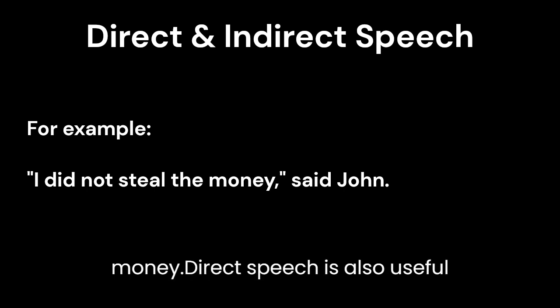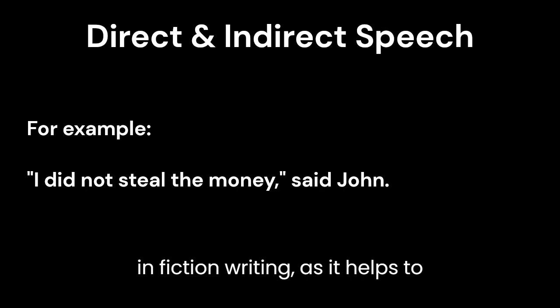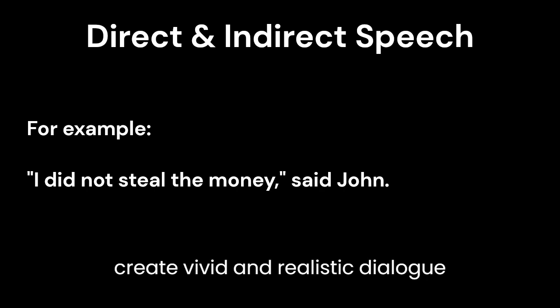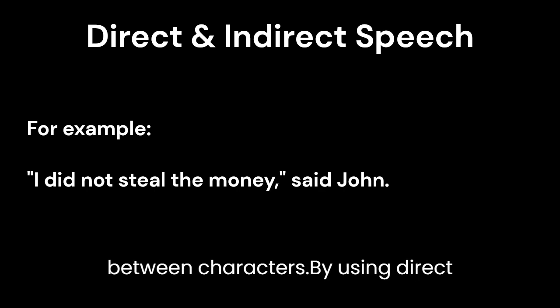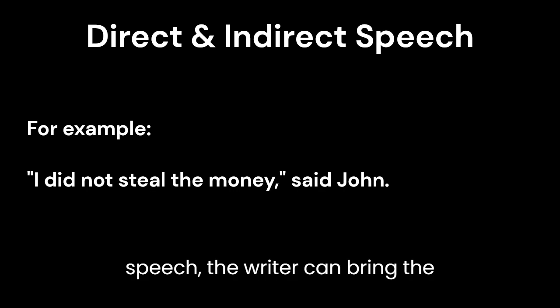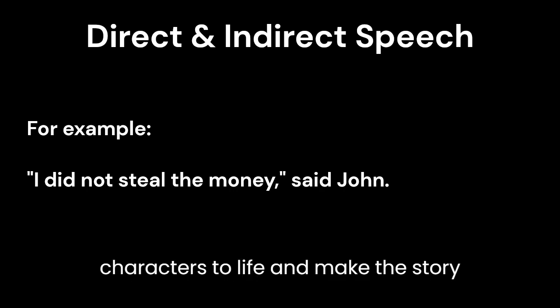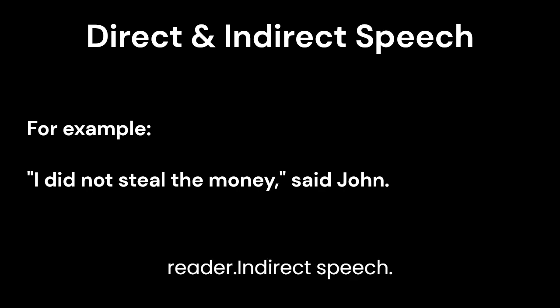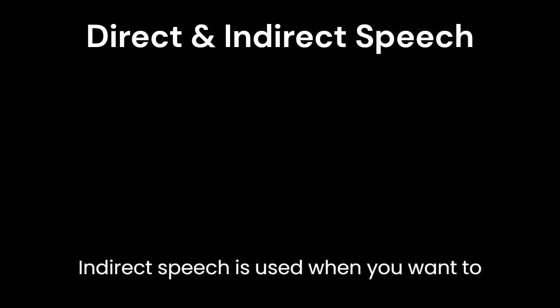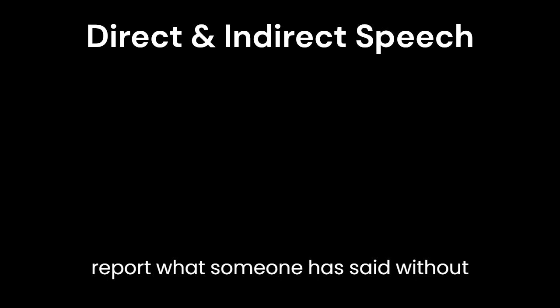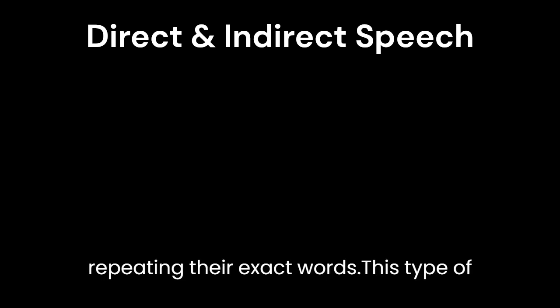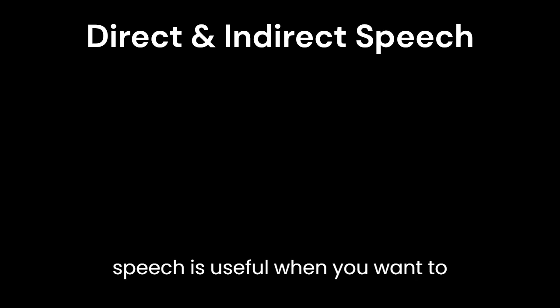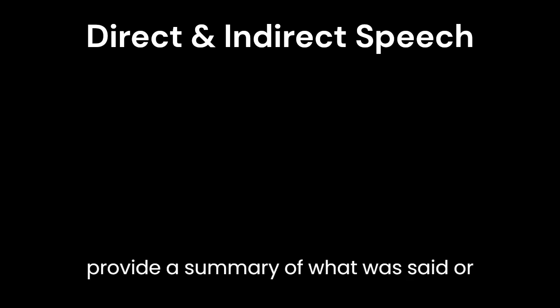Direct speech is also useful in fiction writing, as it helps to create vivid and realistic dialogue between characters. By using direct speech, the writer can bring the characters to life and make the story more engaging and immersive for the reader. Indirect speech. Indirect speech is used when you want to report what someone has said without repeating their exact words. This type of speech is useful when you want to provide a summary of what was said or convey the general meaning of the speech.